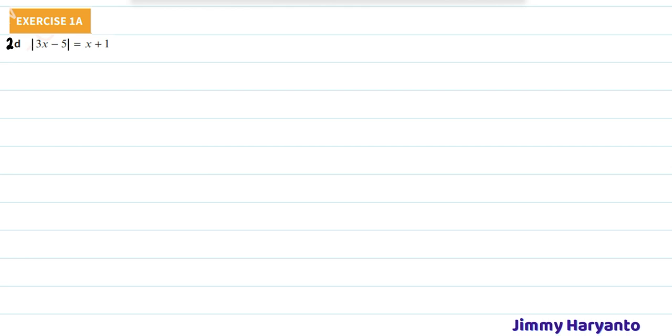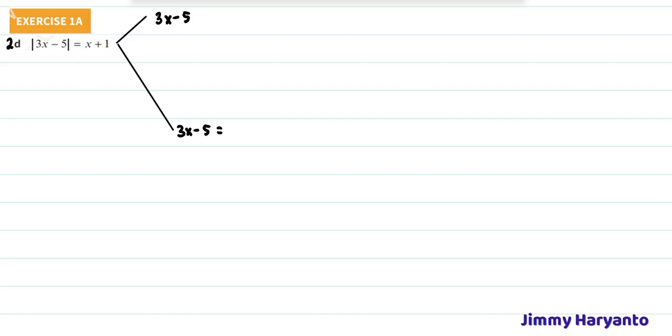Next is question 2D. For this one, this is the second type of the equation. So you have to split it into two parts still. The first one will be 3x minus 5 and the second one will be 3x minus 5 also for the left hand side. For the right hand side, the first part will be x plus 1, the second part will be negative open brackets x plus 1. So please keep in mind that the first will be positive and the second one will be negative. And also don't forget to use brackets because in the right hand side we have two terms.